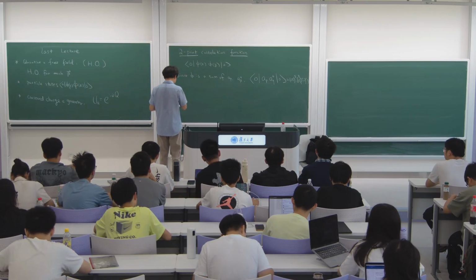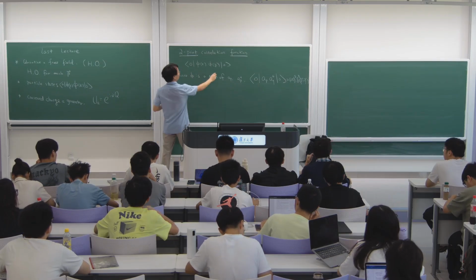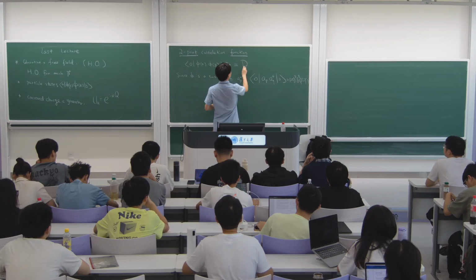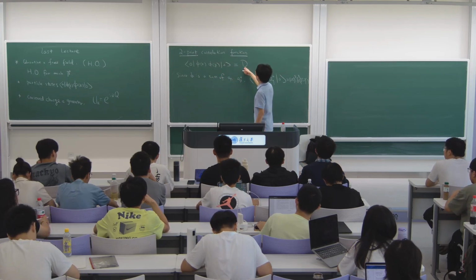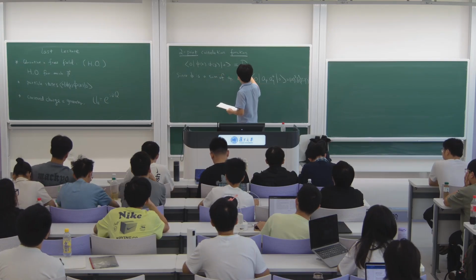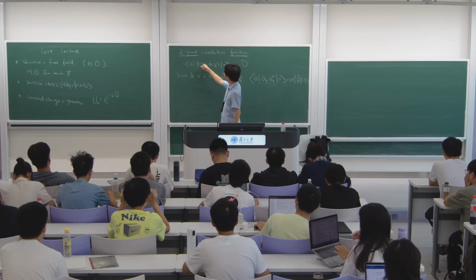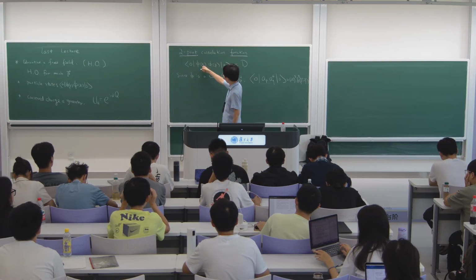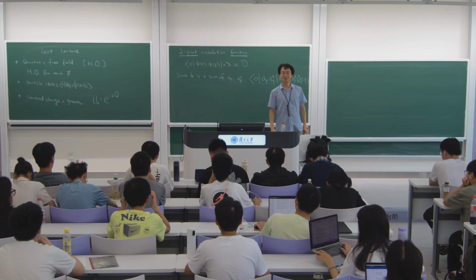So let's try to do it. Let's label this 2-point function as D. The eventual function you will get will be a function of x and y.